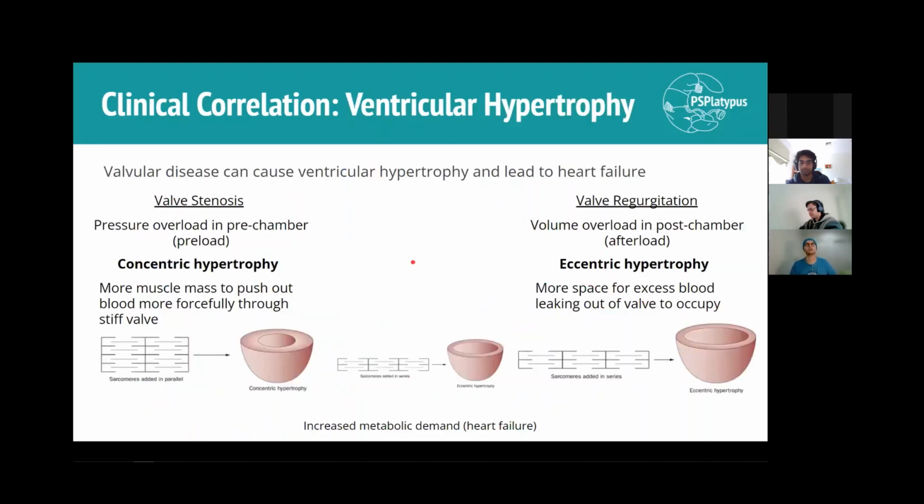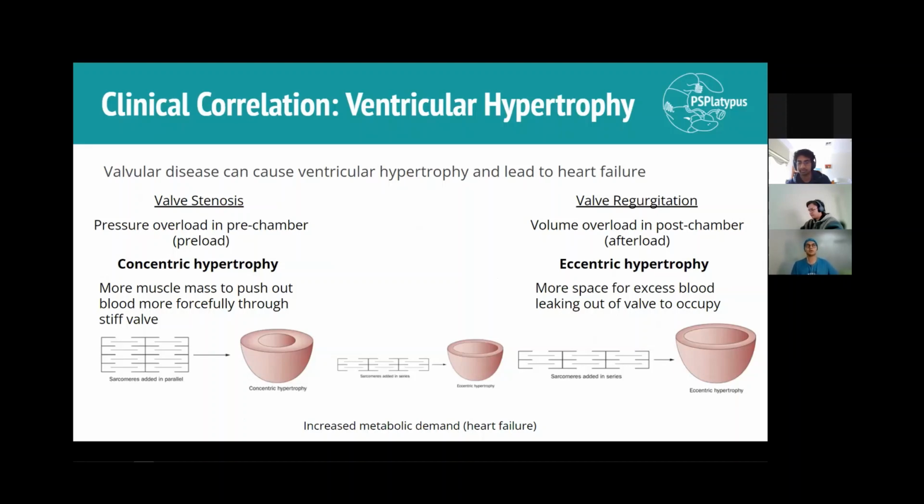So over here on this diagram, you can see what I'm referring to with hypertrophy. Whenever you have valvular disease, your heart can respond by undergoing ventricular hypertrophy, which is called a maladaptive response, because sometimes it does provide a temporary benefit, but because your coronary circulation can't keep up, it's usually going to lead to heart failure. So that's something that we're going to be talking about as well. We'll talk about it in the context of valve stenosis first.